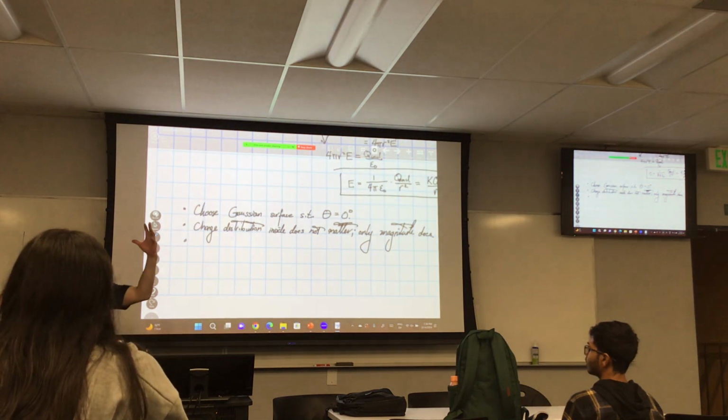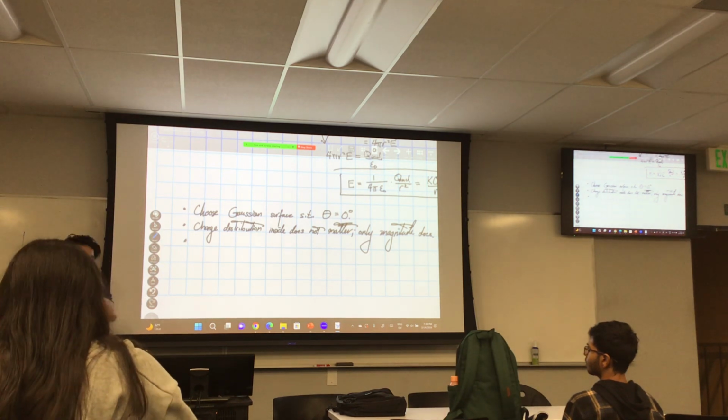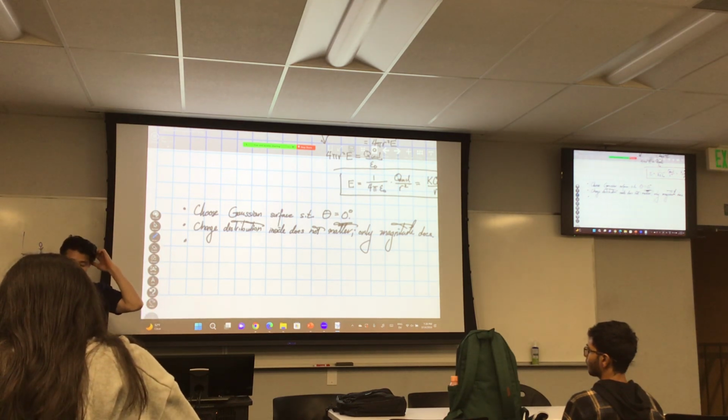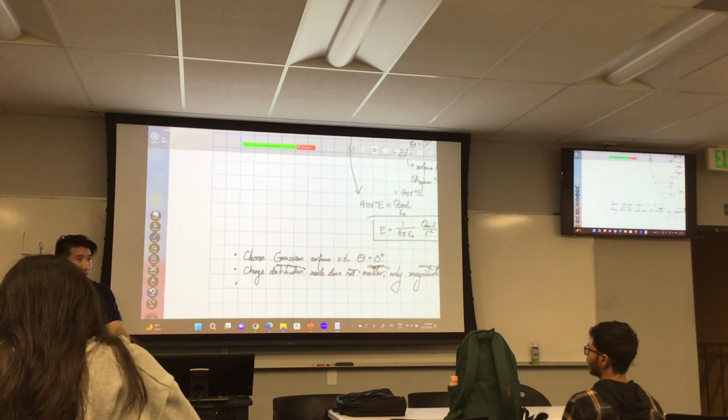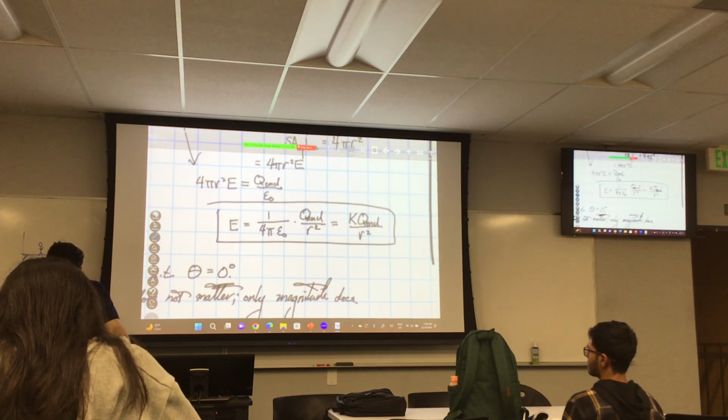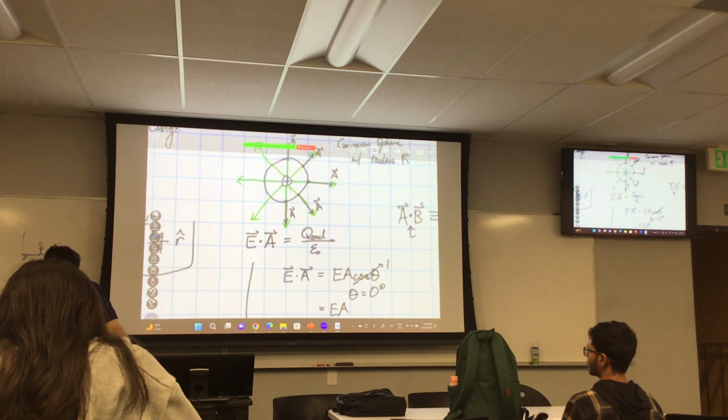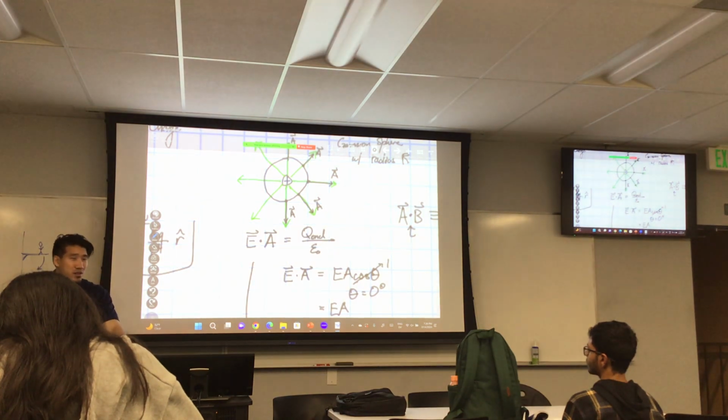So is it all focused on a single point, or is it evenly spaced out? So you only care about Q enclosed. Oh yeah, sorry. You only care about Q enclosed. There's nothing about how the charges are spaced out.